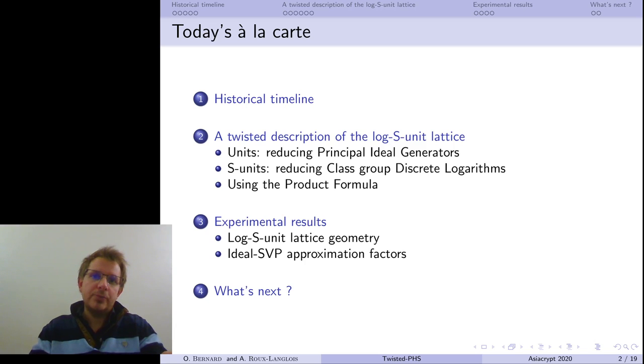So this is the outline of the talk. First I'm going to present to you a long series of work that led to our results. Second, I will introduce the core idea of our new twisted algorithm that uses the product formula. And finally, I will show you some experimental results that show big improvements over existing cryptanalysis.